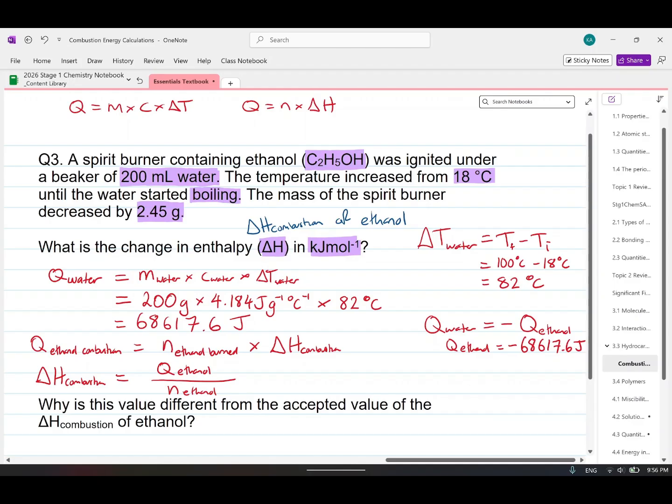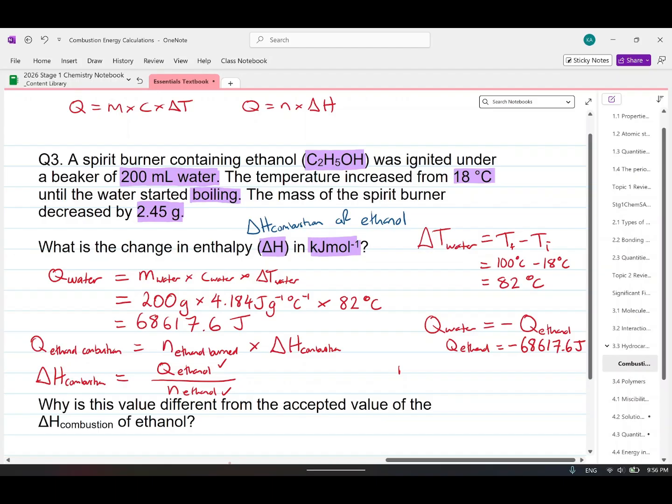So I've taken my value from water and I've changed the sign, is pretty much all we're doing here. And that is very important. Now we have one more, so we've got our Q of ethanol. Now we need to find our N of ethanol, and we do it this way.